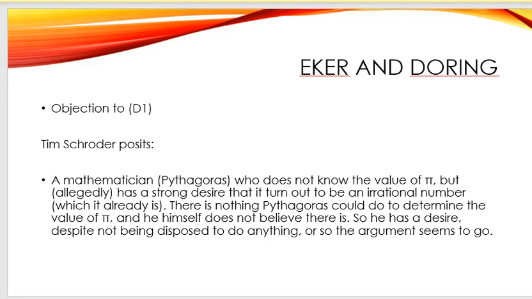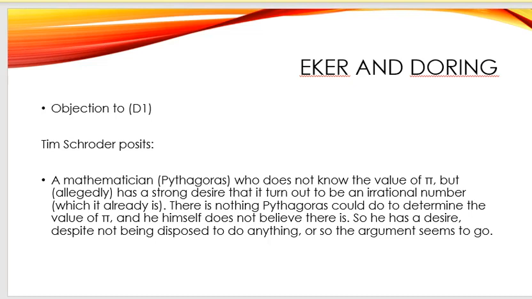So Schroeder doesn't think the motivational theory is a good theory to hold, and he thinks that he can provide some sort of objection. One of the objections that Ecker and Doring bring up, that Schroeder talks about, is this one about Pythagoras. Imagine there's a mathematician, Pythagoras, who does not know the value of pi, but allegedly has a strong desire that it turns out to be an irrational number, which it already is.